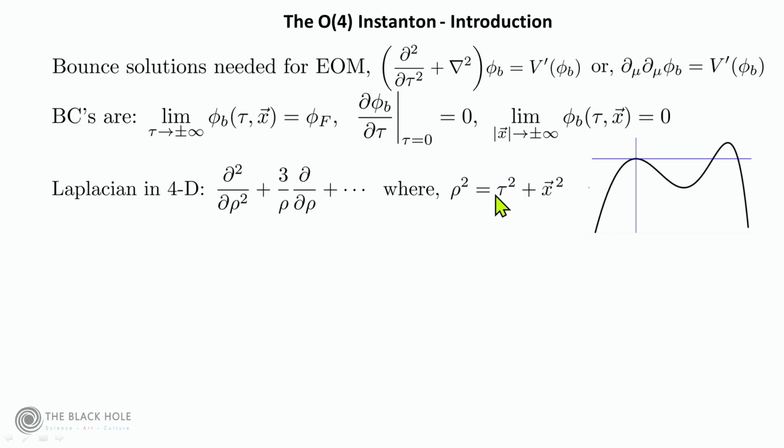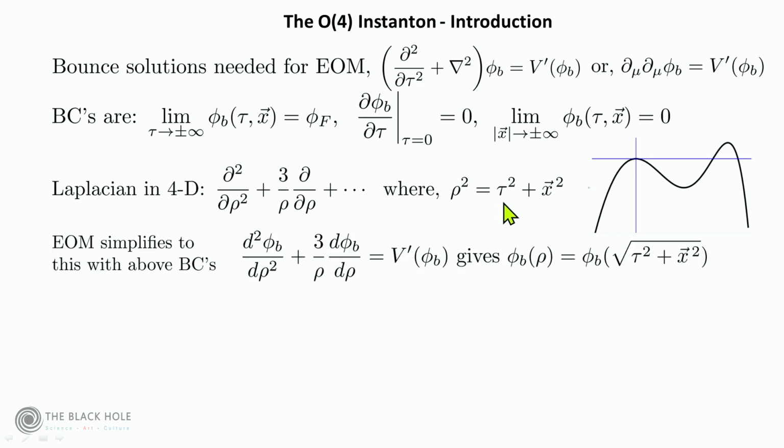And you see, it's important that we go to imaginary time. Otherwise, you would have a minus over here. You wouldn't have tau squared, you would have minus t squared. Okay, so now that we have this simplification for the Laplacian, here is the equation of motion. So we have an ordinary differential equation instead of a partial differential equation. And this phi is a function of rho, which is this. Okay, now we can start calculating our action.